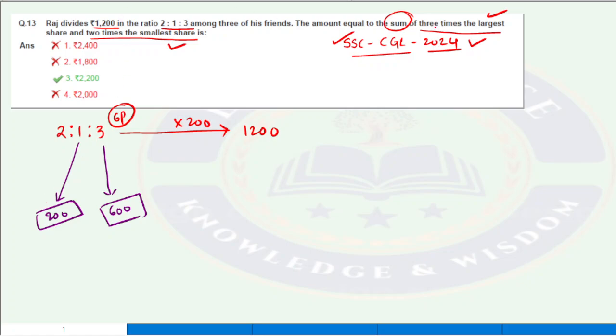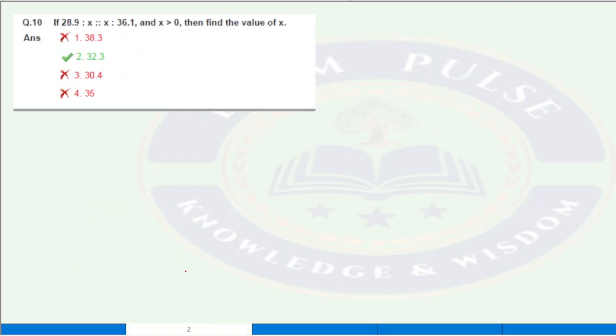Now what is being asked? Sum of 3 times the largest, so multiply the largest by 3, and 2 times the smallest, so multiply the smallest by 2, and add these two shares. Now you will get the answer. So this is 1800 plus 400, which is equal to 2200. That should be your required answer.